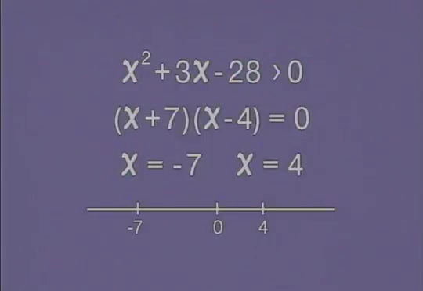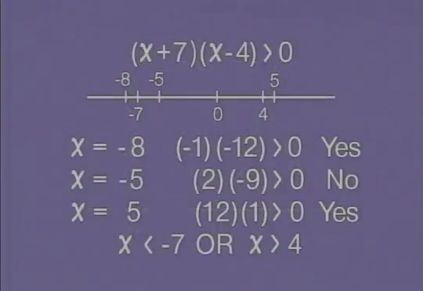If we look at the next visual, we can see we have the number line. Above it is our inequality in factored form: (x plus 7) times (x minus 4) is greater than 0. And then what I've done is I've taken 3 points. 1 point below -7, that is -8, which is indicated. 1 point between -7 and 4, and that was -5. And then 1 point to the right of 4, which was 5. And we're going to test these points.